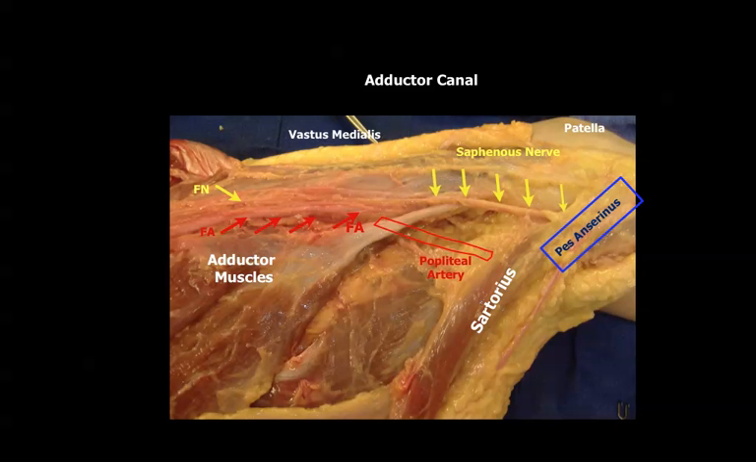The popliteal artery becomes the popliteal artery when the femoral artery pierces the adductor canal in the floor of the adductor canal and passes into the popliteal space. Thus it changes from the femoral artery to the popliteal artery. Once again, we have the adductor canal here.